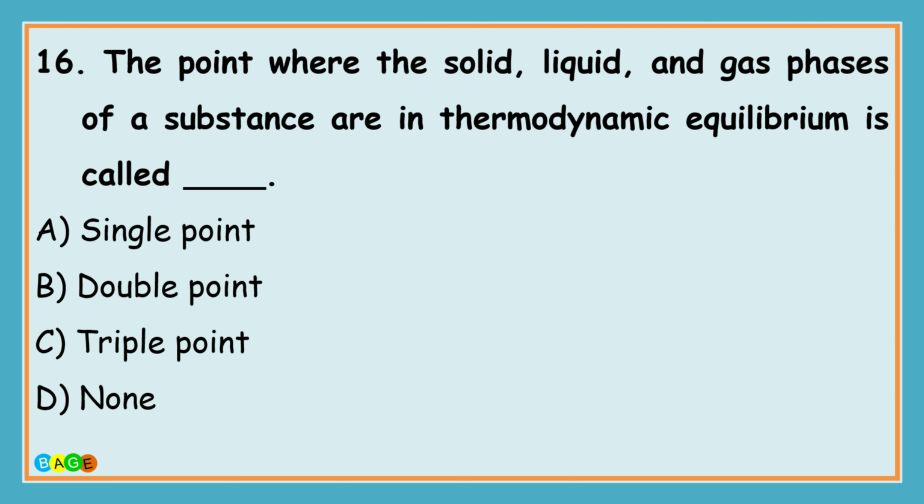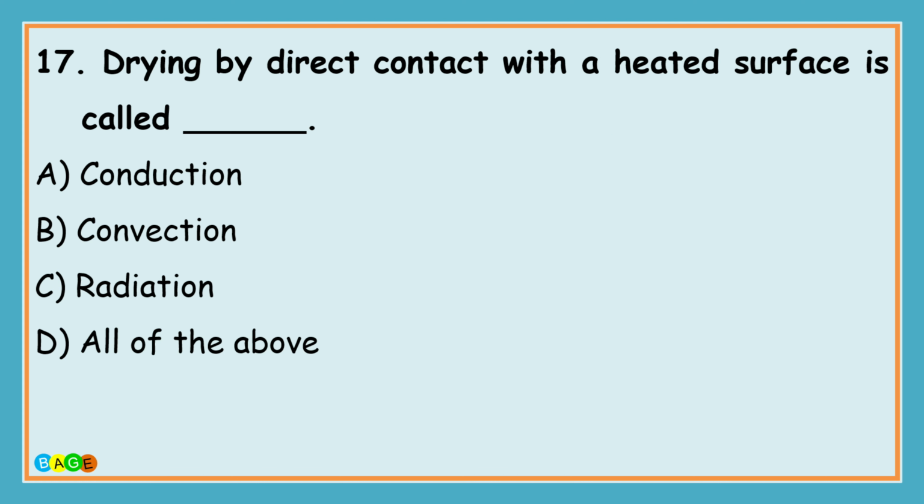Question number 16 is the point where the solid, liquid and gas phases of a substance are in thermodynamic equilibrium is called as dash dash dash, and the options are A single point, B double point, C triple point and D none of the above, and the correct answer is option C triple point. Question number 17 is drying by direct contact with a heated surface is called as dash dash dash, and the options are A conduction, B convection, C radiation, and D all of the above. And the correct answer is option A.